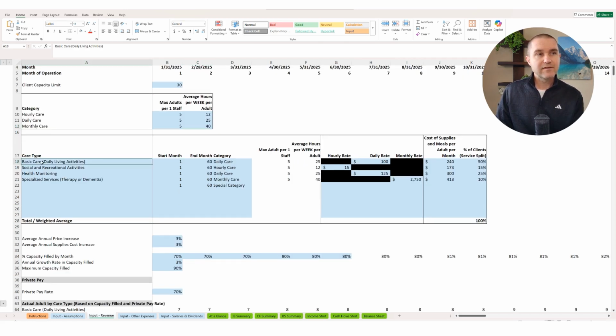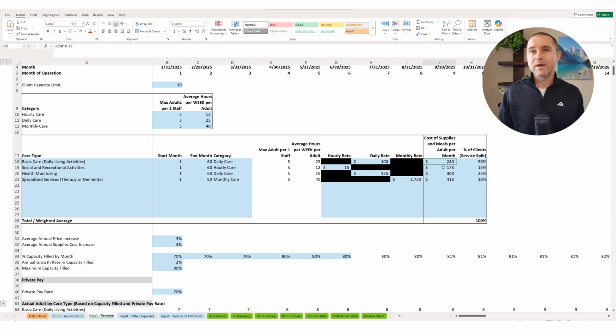So then we can add different care types. We've got basic care, daily living activities, starting in month 1, ending in month 60. It's a 60-month model, so that just means we're going to provide this service throughout the full 5-year model. And then from the drop down, we select a daily care type. Because we selected daily care, it's only going to show you the daily rate. So you only need to enter in the daily rate if you selected daily care. If you selected hourly care, you enter in the hourly rate, right?